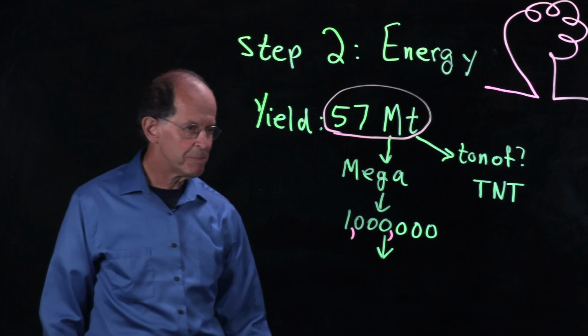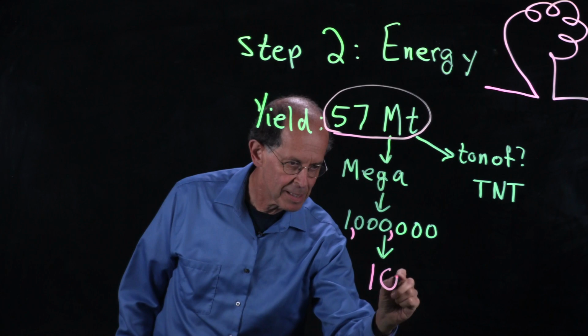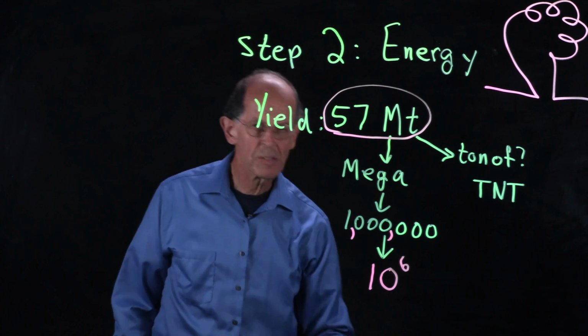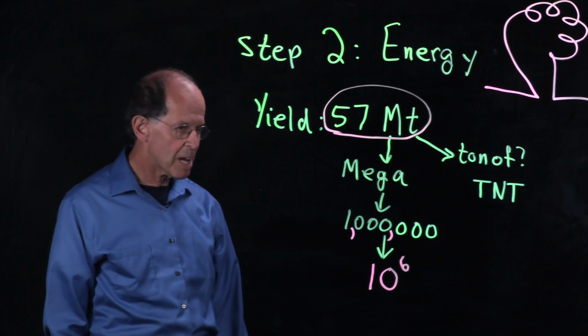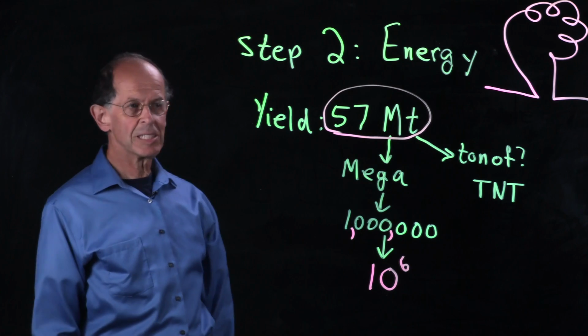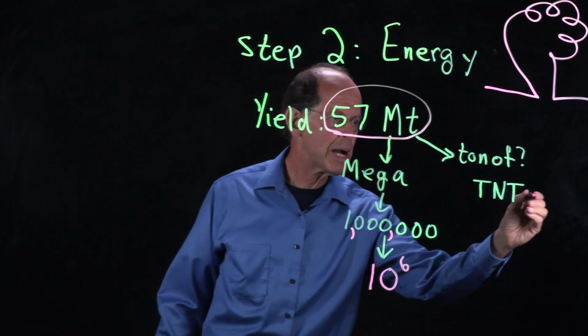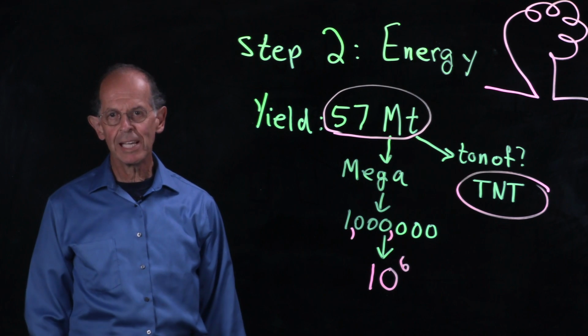That's not very convenient. We want to use a mathematical notation for that. And we'll write it as 10 to the power 6, which means we multiply 10 by itself 6 times. So that's the mega part. Now we got T, the ton part. Ton of what? Tons of TNT, equivalent energy release.